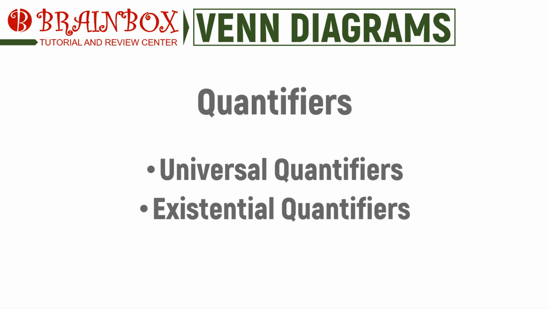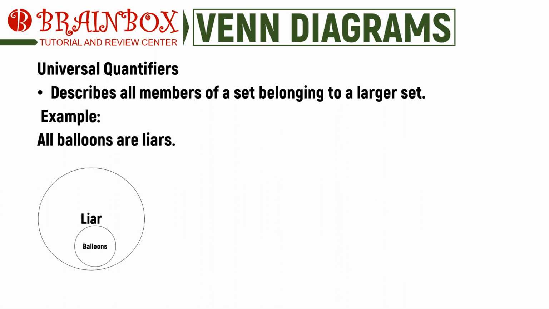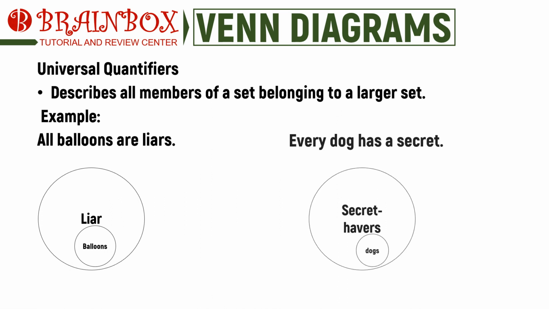There are two types of quantifiers you will encounter: universal quantifiers and existential quantifiers. When we face words like all, or every, we are trying to say that all members of a set go inside another set. For example, the statement, "all balloons are liars," suggests that the entire set of balloons exists inside the set of liars. For the second example, "every dog has a secret," tells us that the set containing all dogs can be found inside the set of secret havers.